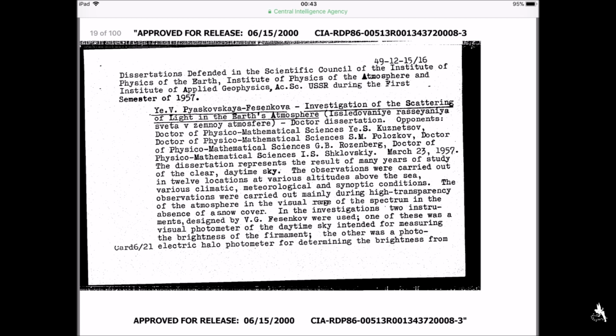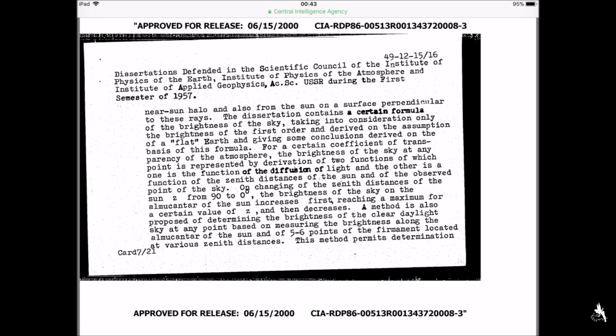In the investigations, 2 instruments designed by V.G. Vasenkov were used. One of these was a visual photometer of the daytime sky, intended for measuring the brightness of the firmament. The other was a photoelectric halo photometer for determining the brightness from the near-sun halo and also from the sun on a surface perpendicular to these rays.